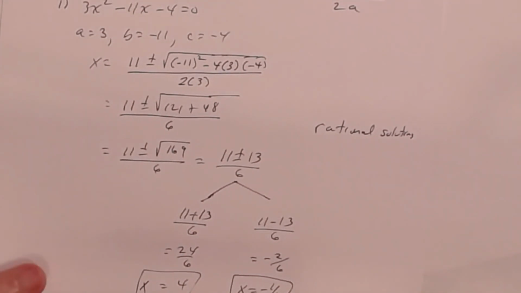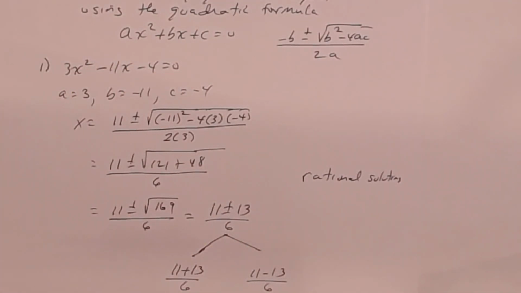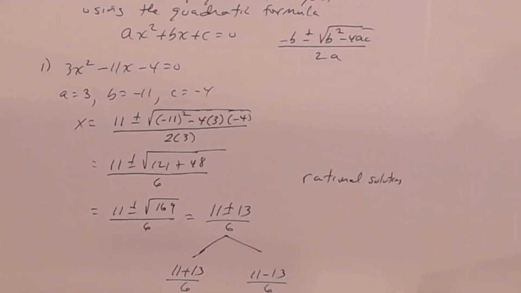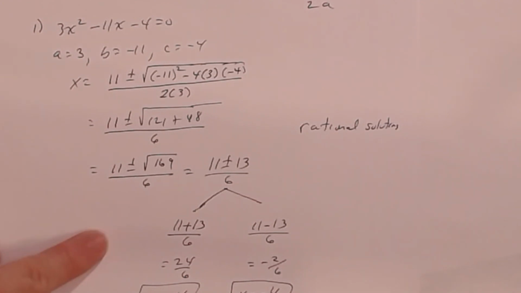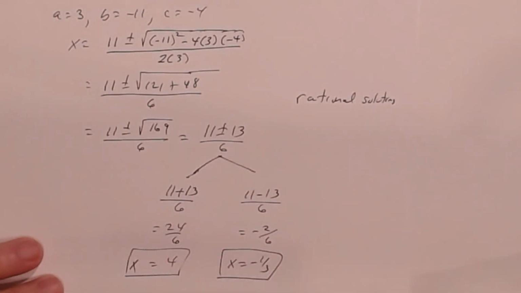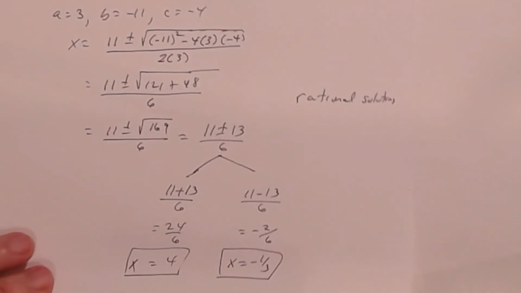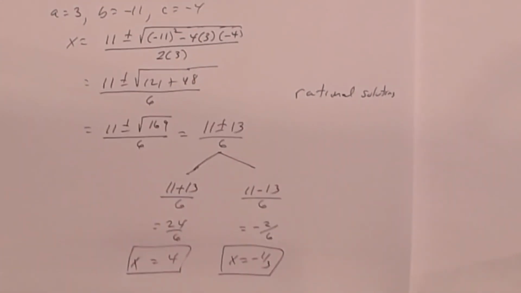All right, so if you take 4 and negative 1/3 and you substitute into the original problem, this side will equal 0. So that is solving the quadratic equation using the quadratic formula. So those are your steps. And it helps to determine whether you have rational solutions or irrational solutions or imaginary. So these were rational. All right, so that was number 1.